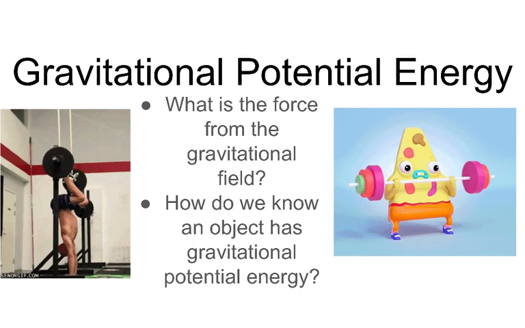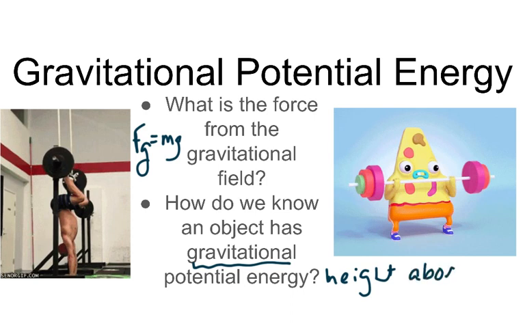All right, so gravitational potential energy. What's the force in our gravitational field? We've talked about that before. Fg is your gravitational force, or your weight, and it equals mg. And then how do we know an object has gravitational potential energy? This is the one you did in the skate park. So we look for a height. Is it at a height above a reference point?